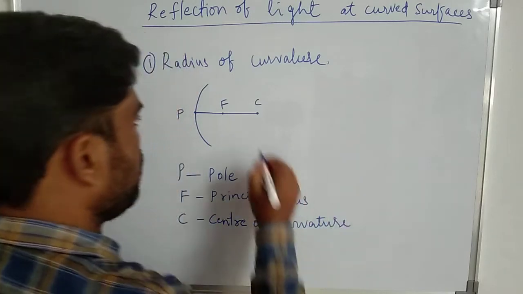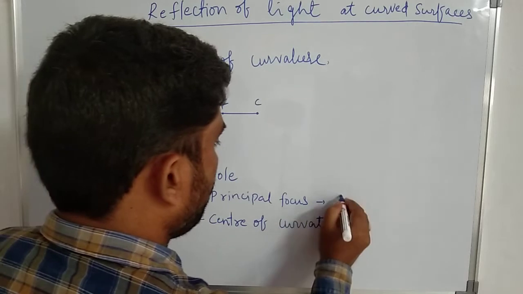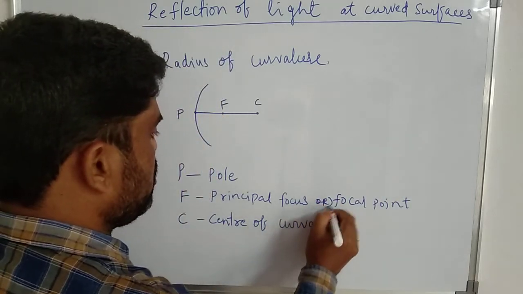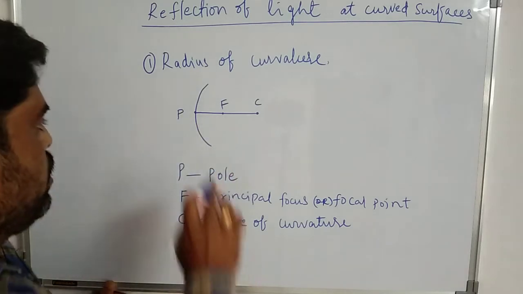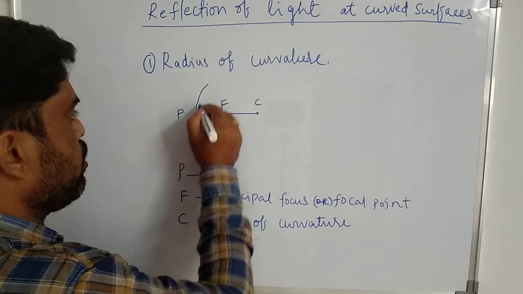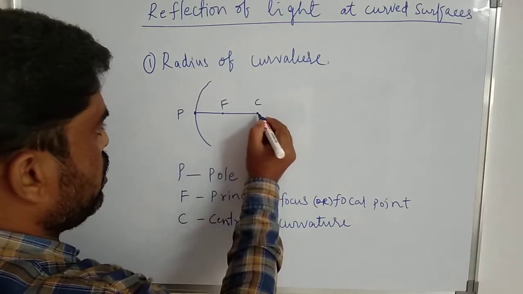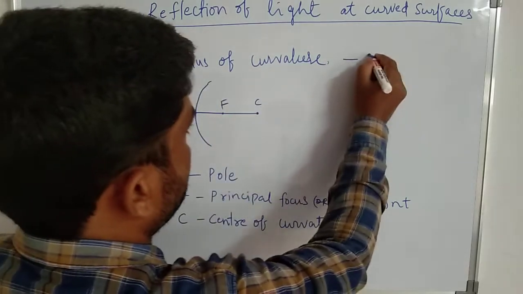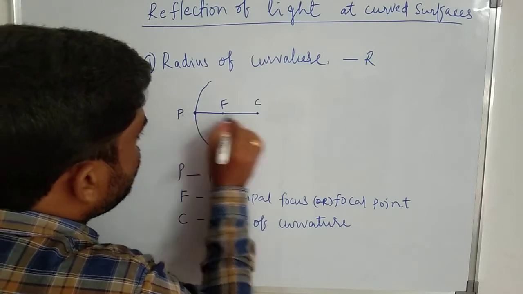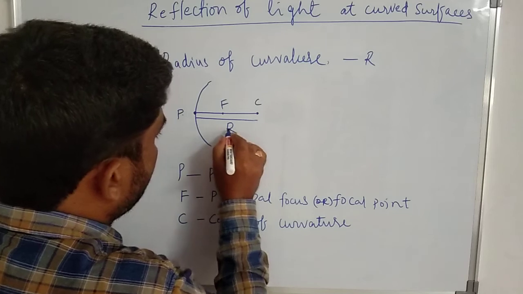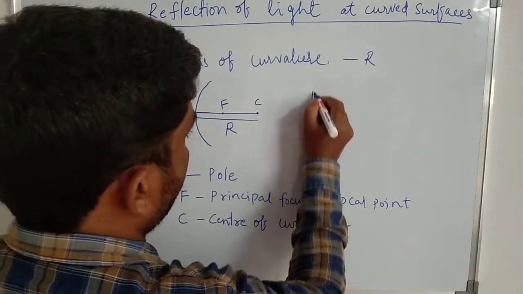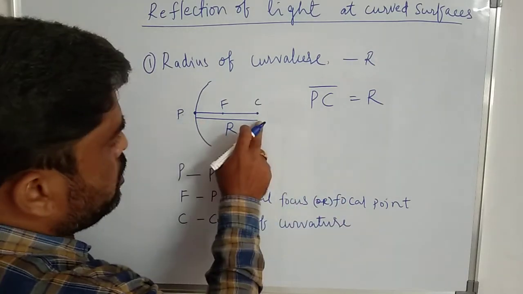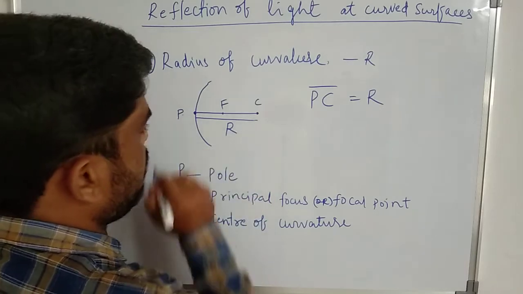The center of curvature is represented by C, and the principal focus or focal point is represented by capital F. P is the pole, the center of this curved surface, and C is the center of curvature. The radius of curvature is represented by capital R. The distance between the pole and the center of curvature is called the radius of curvature. PC is equal to R.